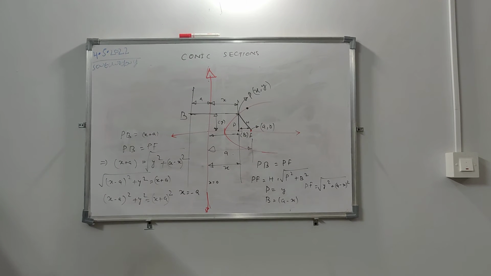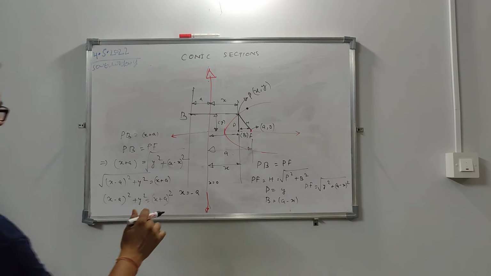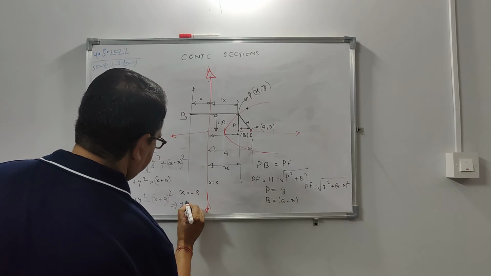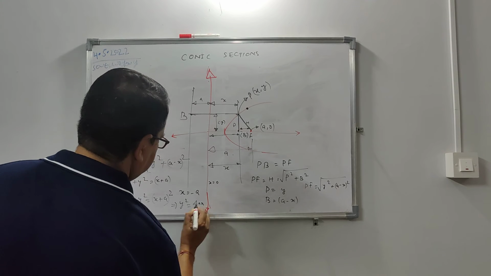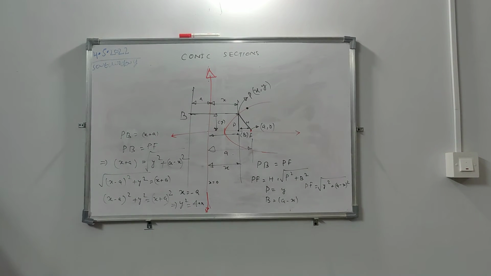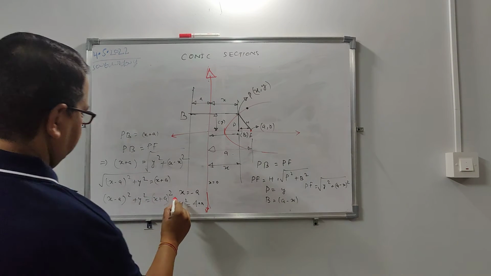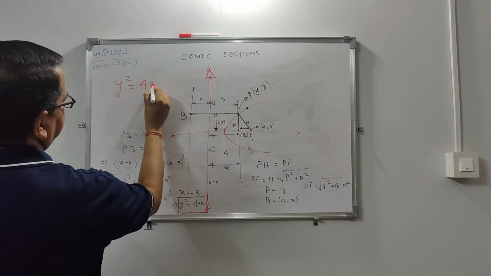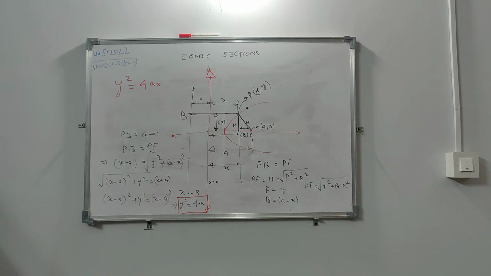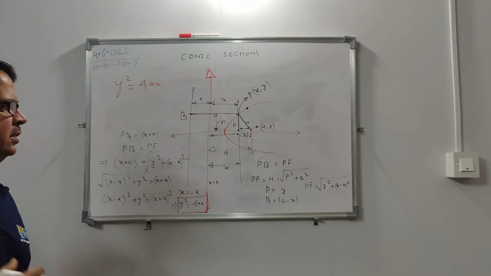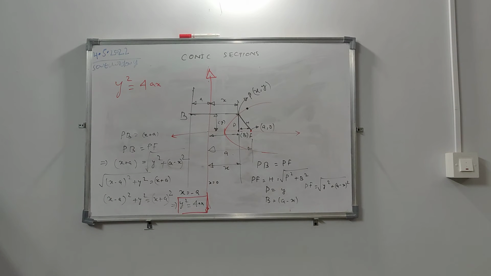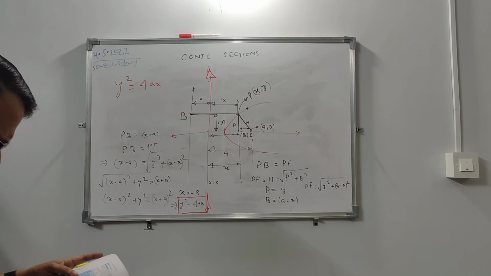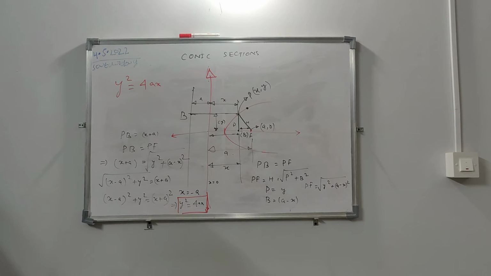Then you open it, x square and a square will get cancelled. So finally you will end up with the equation y square is equal to 4ax. That is the generalized equation of a parabola. So now you know how it is derived. So what is a? a is the distance of the focal point from the origin, not from the directrix. So y square is equal to 4ax is the generalized equation for a parabola.